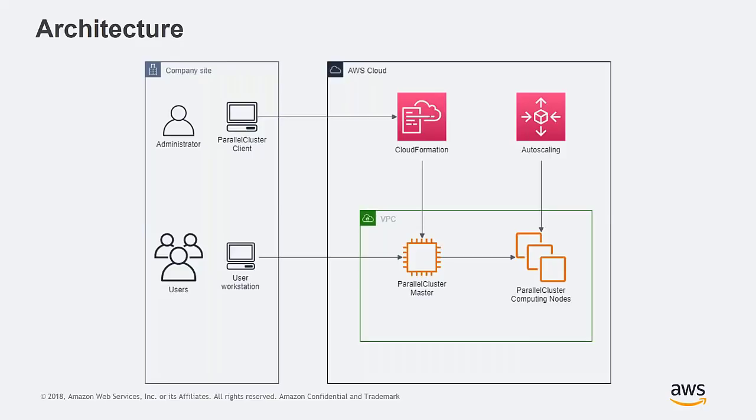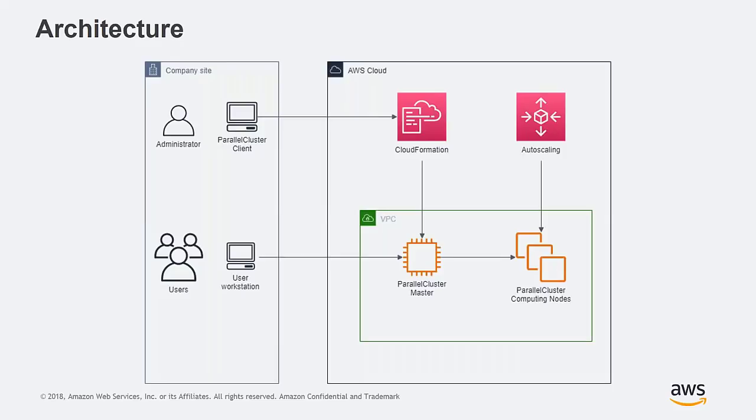The ParallelCluster client is a command line tool that will be used by the administrator. And you can deploy it on-prem or on AWS. What the client will do for you, according to the administrator configuration, is deploy a CloudFormation template, and the CloudFormation template will deploy the ParallelCluster master. Then the user can connect via SSH to the ParallelCluster master, and as I said before, they will just submit their jobs using the qsub command, for example.